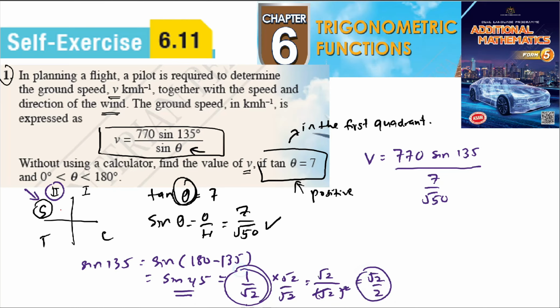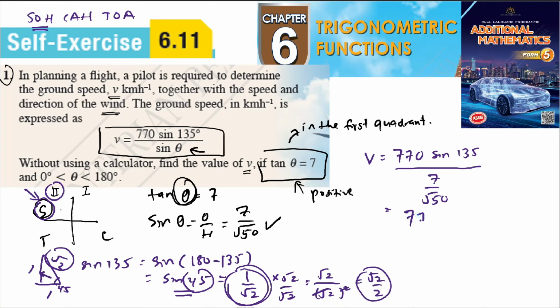But then, never mind, I just draw it, right? So 45 degrees means this one is 1, 1 and this one is root 2, right? So when we are talking about sine, SOH CAH TOA, so sine is opposite divided by hypotenuse. So opposite is 1 and hypotenuse is root 2. It is positive since it is in the second quadrant, and in the second quadrant only sine is positive.